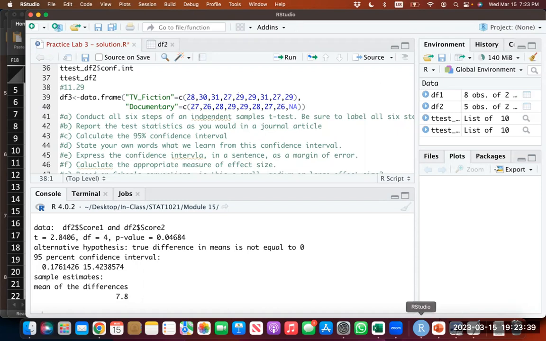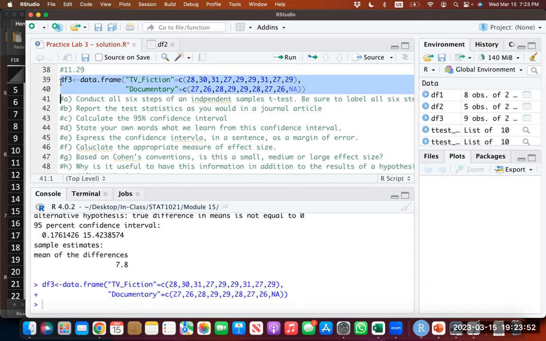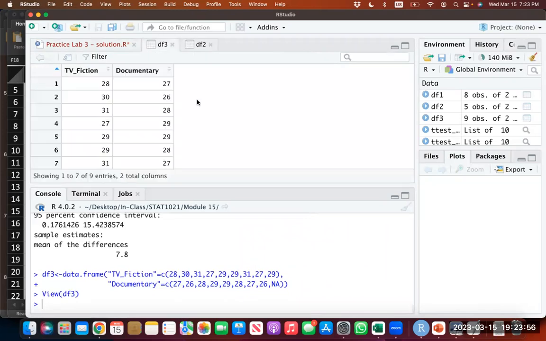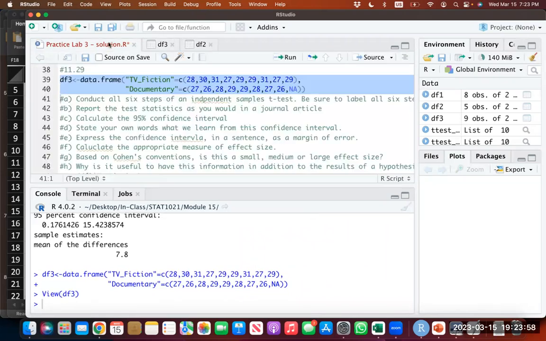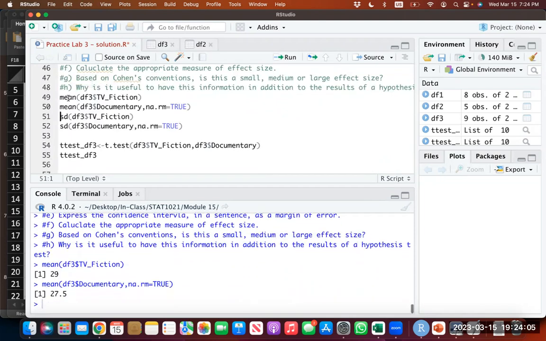So when we open R now, we have here on line 30, should be 38 for you. We have to calculate the development of data from 3. So that's basically 9 observations. We can now calculate the respective means. That's line 49 and 50.